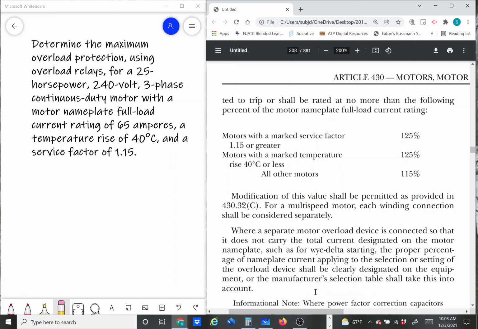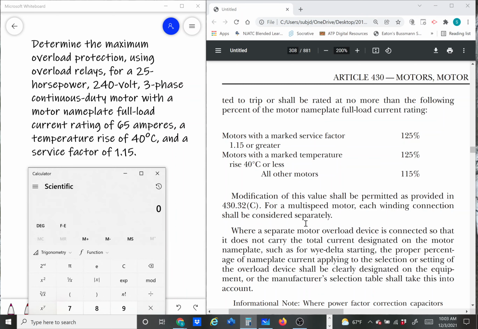Determine the maximum overload protection using overload relays for a 25 horsepower, 240 volt, 3-phase continuous duty motor with a motor nameplate full load current rating of 65 amps, a temperature rise of 40 degrees Celsius, and a service factor of 1.15. So I'm going to bust out my trusty calculator, and I'm on this table. I really don't need to go anywhere. I don't need to go to 430.248 or 250. This is a 3-phase motor, so that would be 430.250.